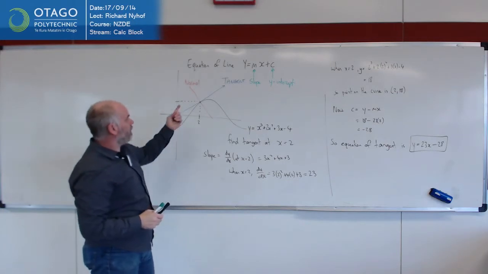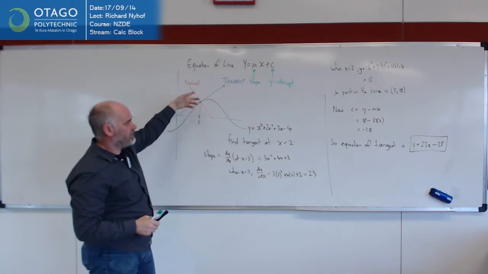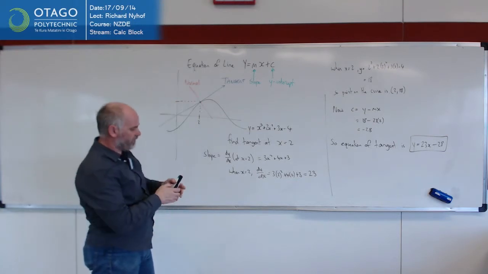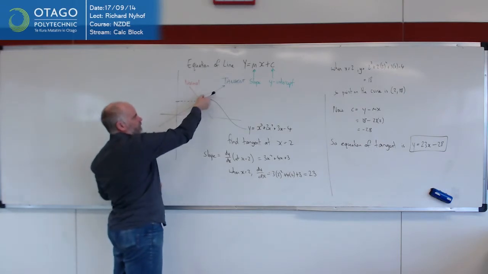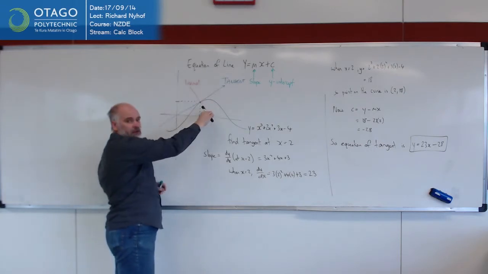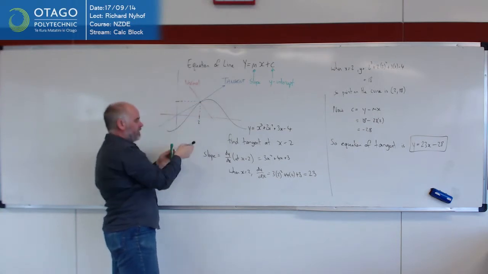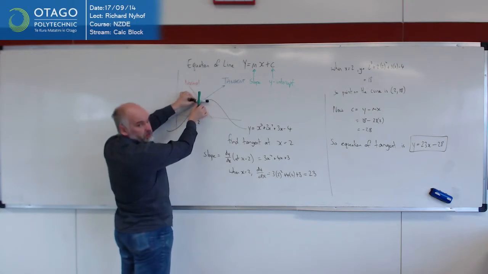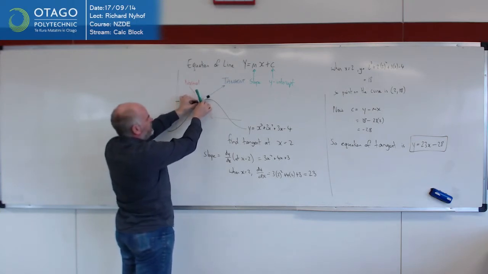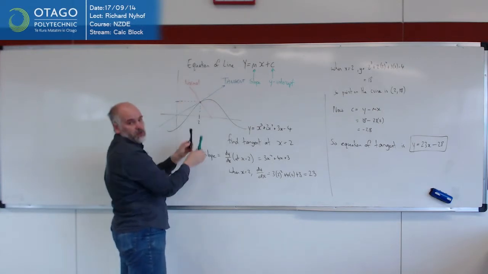We also need to find the slope of the normal. The question is, how do we find the slope of the normal? If you think about it for a second, if the tangent's going uphill, the normal must be going downhill. The normal is going to have the opposite sign to the tangent. If the tangent's flat, the normal is very steep. If the tangent gets steeper, the normal gets flatter and flatter. So they've got an inverse relationship.